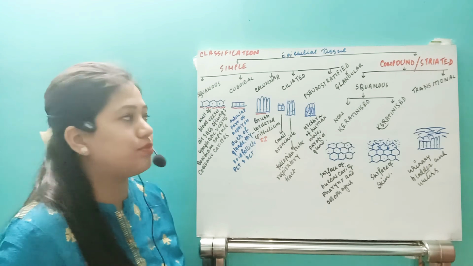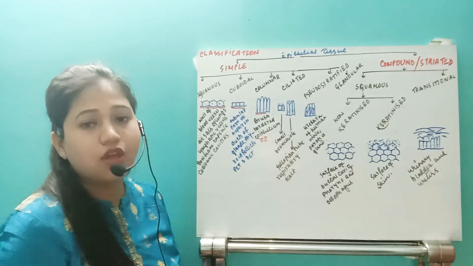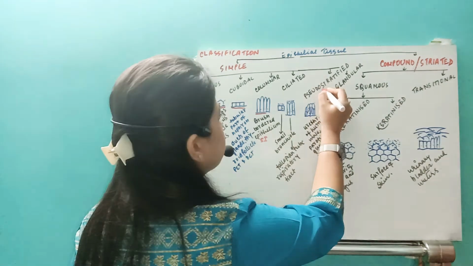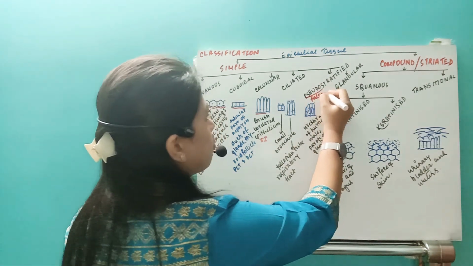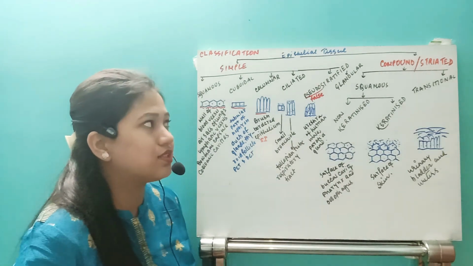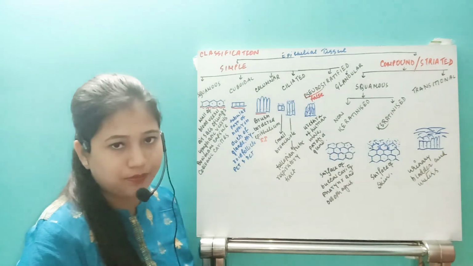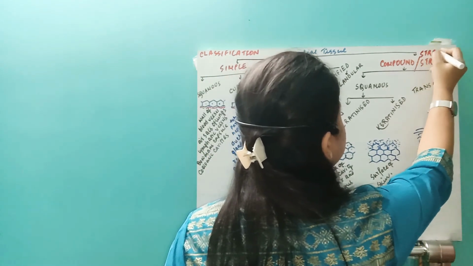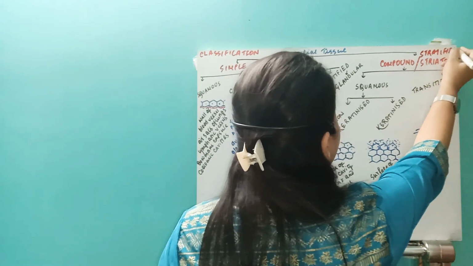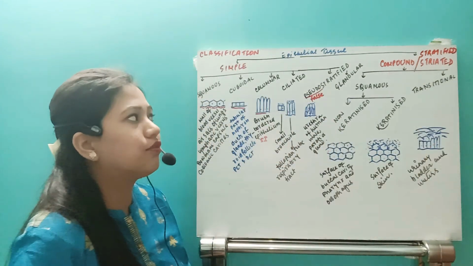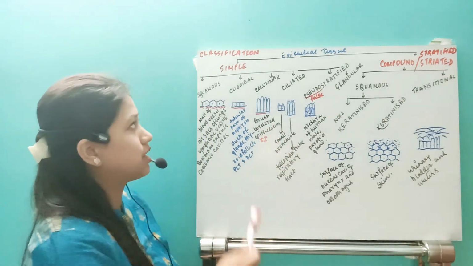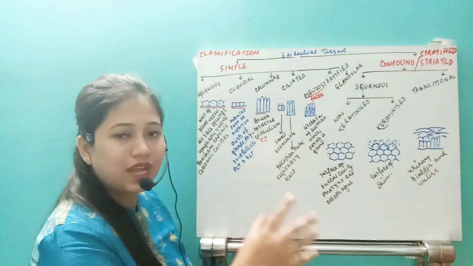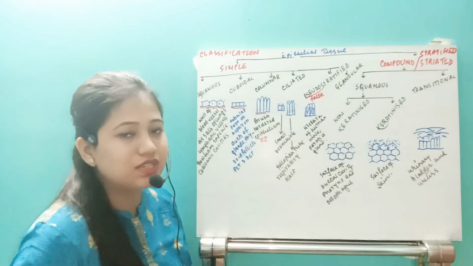The next type of simple epithelium is pseudostratified. One thing you need to remember: pseudo means false, isn't it? So it is called pseudostratified. Stratified means compound epithelium, so compound epithelium we can also call stratified. So pseudostratified means false stratified, which is actually the simple epithelium. It seems like a compound epithelium, but actually it is a simple epithelium.